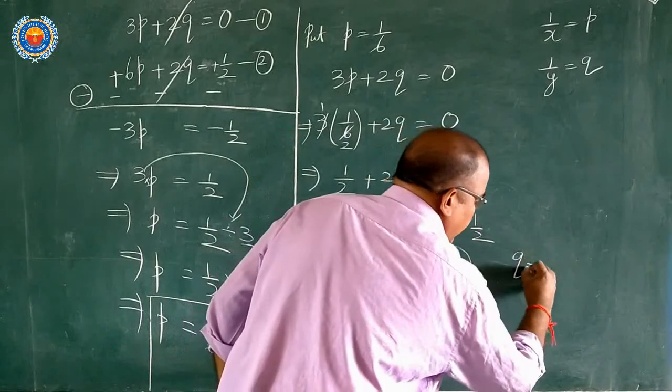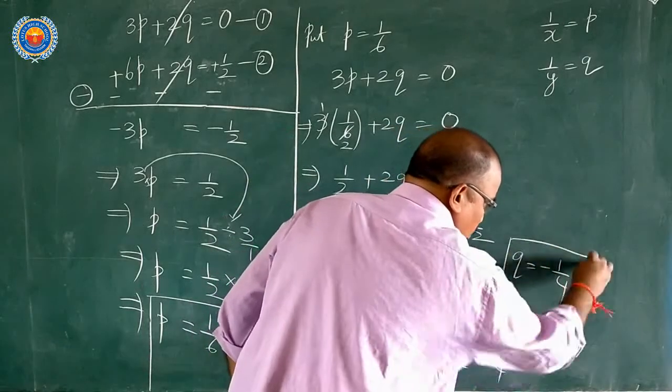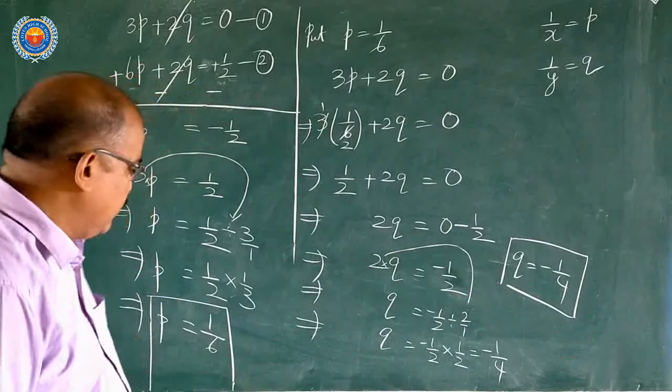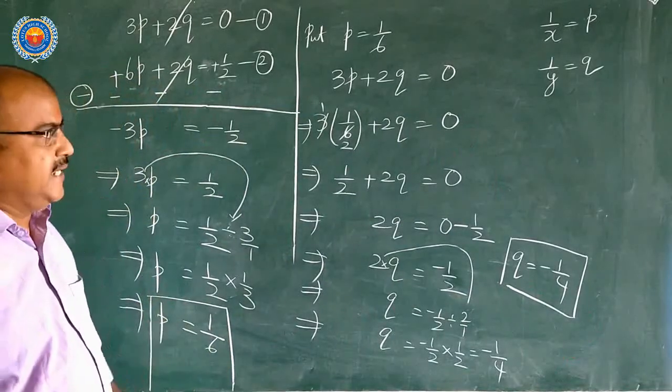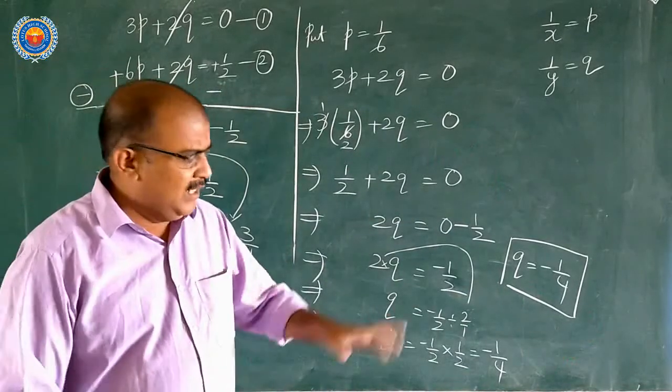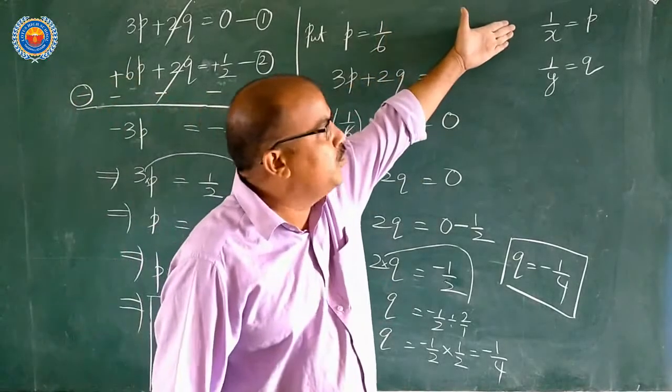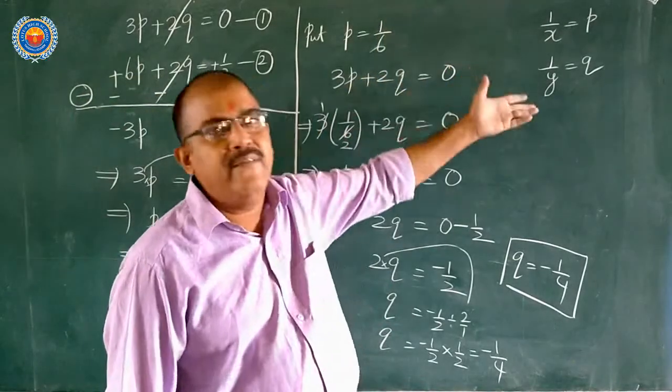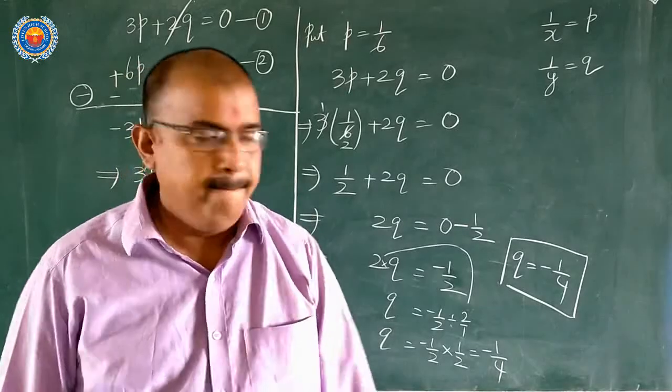Now I got q is equal to minus 1 by 4 and p is equal to 1 by 6. And now this is not the final answer. These values we have to substitute in 1 by x and 1 by y, so that we will get the answer. Okay now?